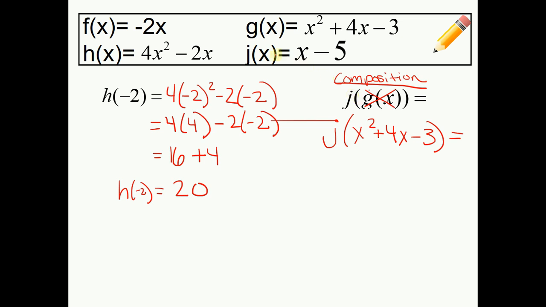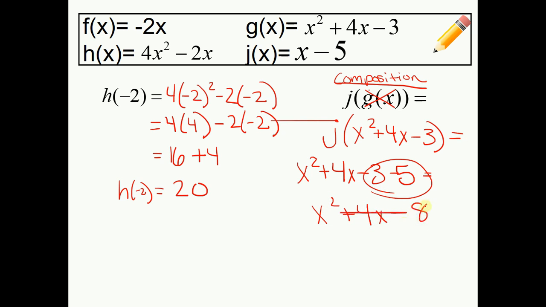Let's do the same thing. So into j, I see an x. I need to put this instead. There we go. So I got x squared plus 4x minus 3 minus 5. So let's combine our minus 3 and our minus 5. Whoa, my pen is kind of strange today. Let's do some erasing there. That would be a minus 8 right there. So x squared plus 4x minus 8 would be my final answer for j of g of x.